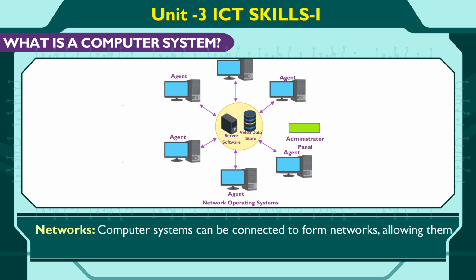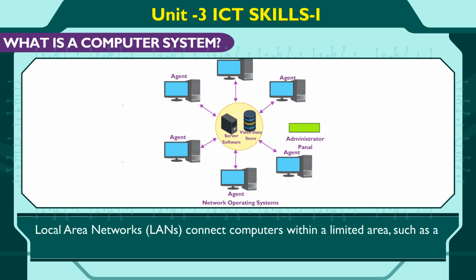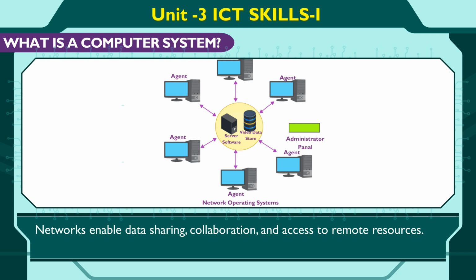Networks. Computer systems can be connected to form networks, allowing them to communicate and share resources. Local area networks, LANs, connect computers within a limited area, such as a home or office, while wide area networks, WANs, connect computers over larger geographic areas. Networks enable data sharing, collaboration, and access to remote resources.